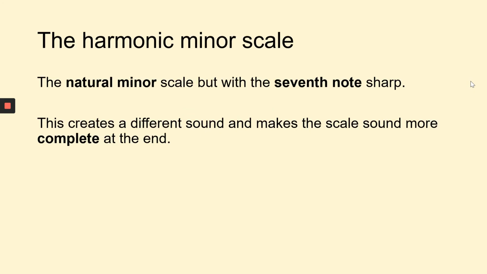So the reason we call it a natural minor scale and not just the minor scale is because there are different kinds of minor scale. We're going to learn about a third kind of scale, the harmonic minor, which is essentially the same as the natural minor, but now the 7th note has been made sharp. It creates a different sound and makes the scale sound more complete at the end. For example, this is what an A harmonic minor scale would sound like, with that extra leap at the end.